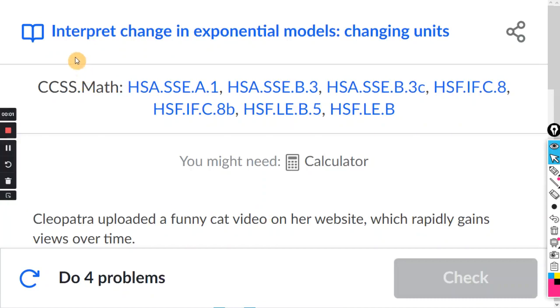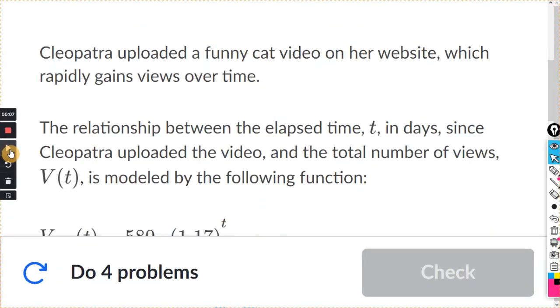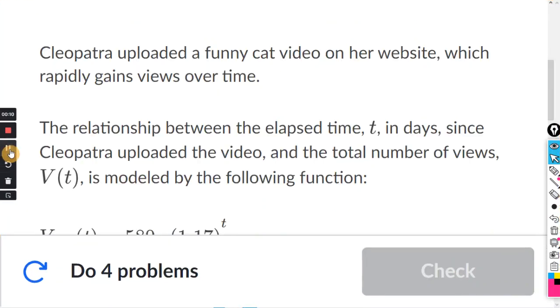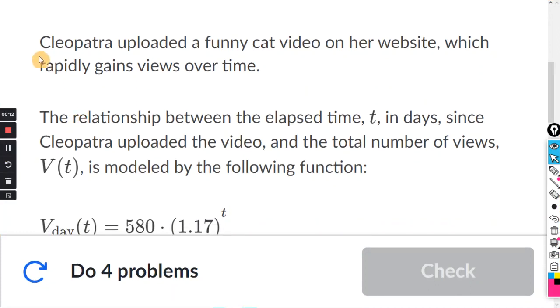This will be for the exercise, interpret change in exponential models, changing units. Most of the write-ups you can really just skim. I'll read the first one.